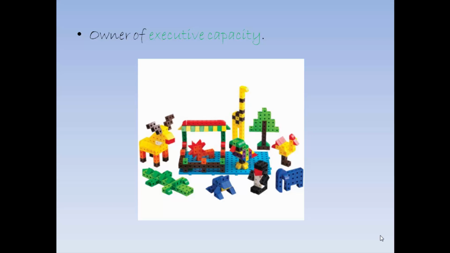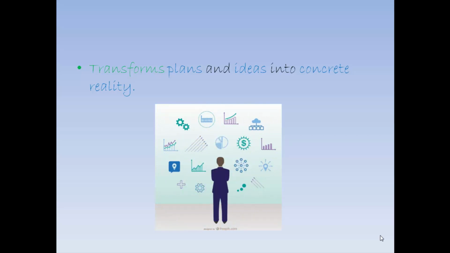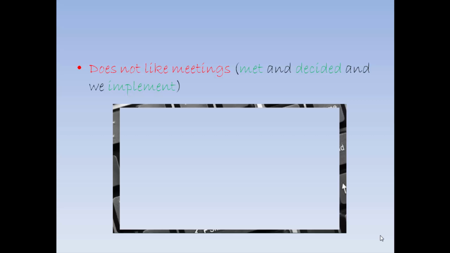Honor of executive capacity. This personality can be a very excellent executive. He or she can execute things. You can tell him we need to do something. He will do it in detail, and he will care about each detail. Transforms plans and ideas into concrete reality, like this. And you know, this takes a long time. Does not like meetings. We met and decided and we implement. Okay, execute.